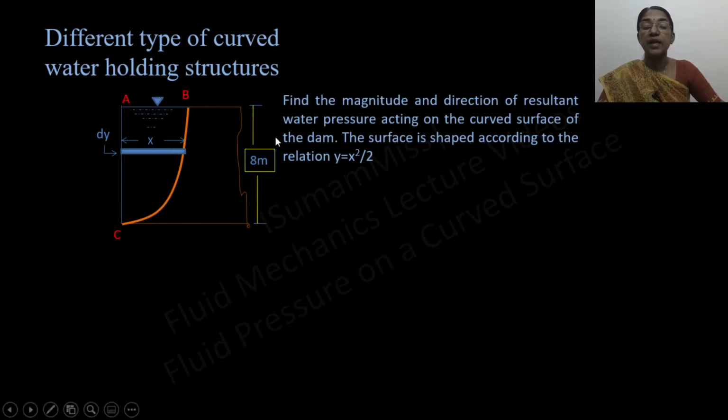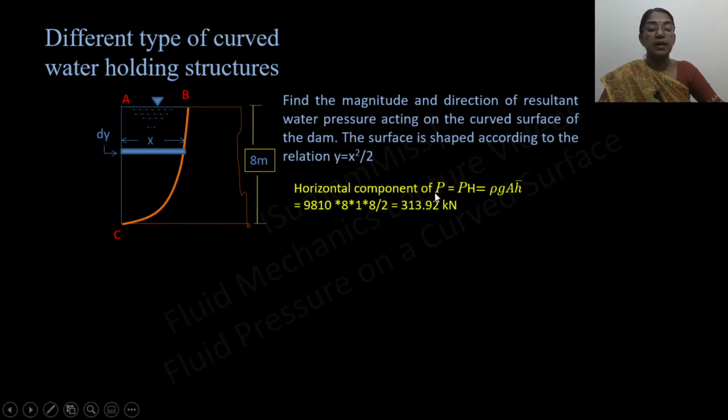So area equal to 8 into 1, which is acting at a distance of 8 by 2 from the free surface. So horizontal component of P equal to ρg into A into h bar, equal to ρg into area into h bar, equal to 313.92 kilonewton.